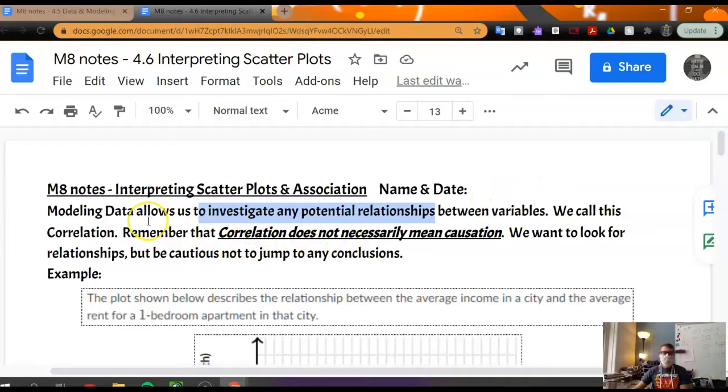So, this is where you got to turn on your connections brain and remind yourself, correlation does not mean causation. Correlation does not mean causation. There might be causation, but correlation does not say, oh, hey, look, these are correlated, so that is a causation.